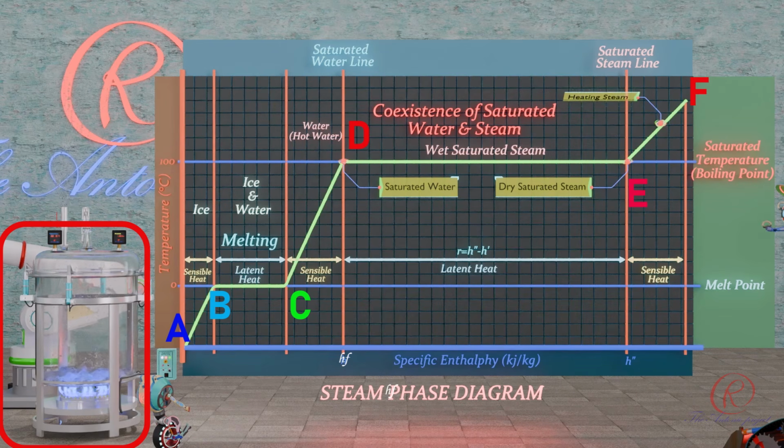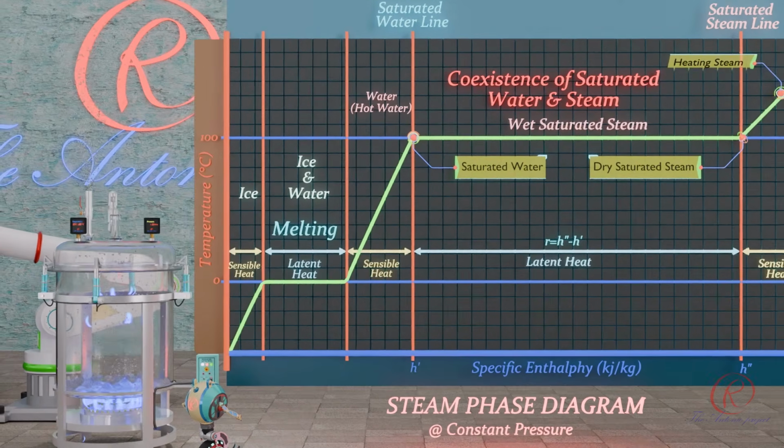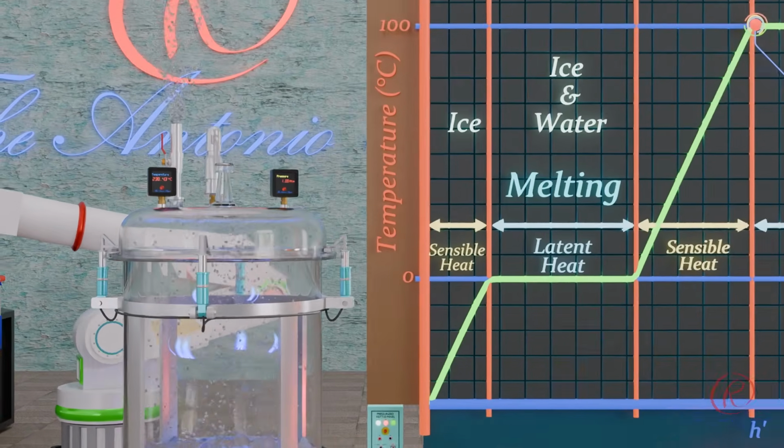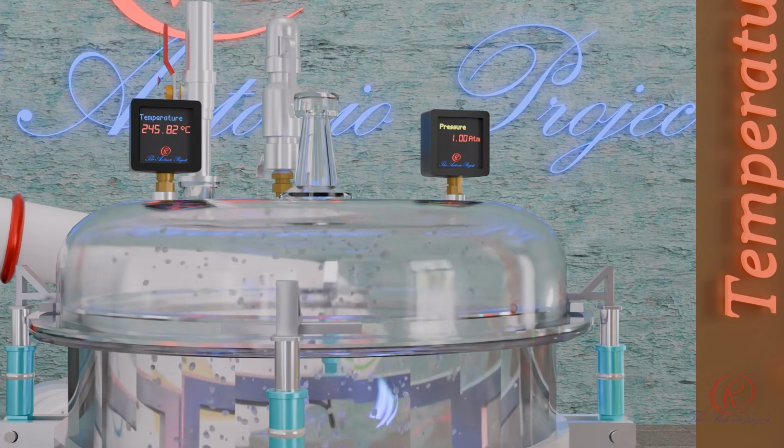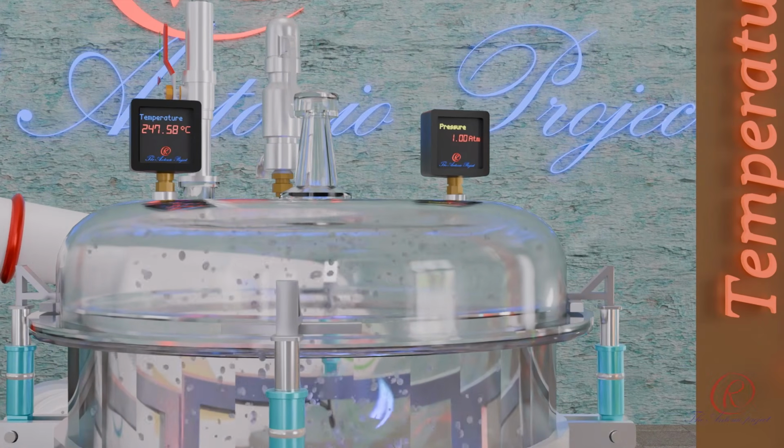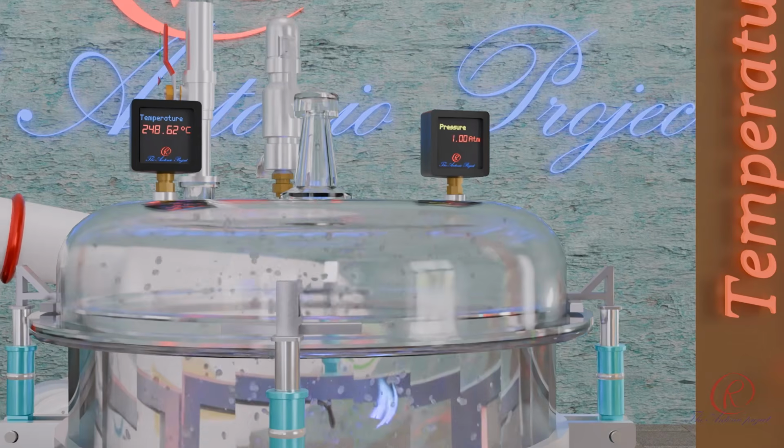If it continues to be heated after this point, the pressure remains constant, but the temperature of the steam will begin to rise as superheat is imparted. This is shown at point E to F. Superheated steam is steam that has been heated to a temperature higher than its saturation or boiling temperature at a given pressure.